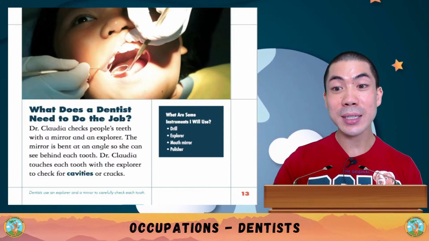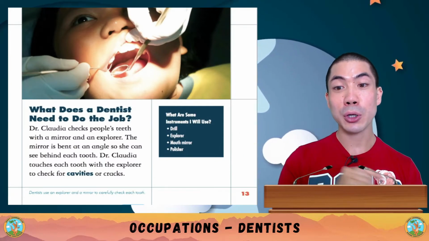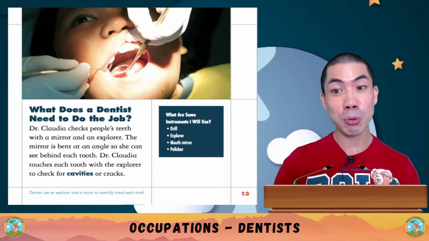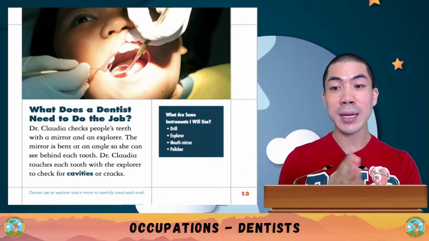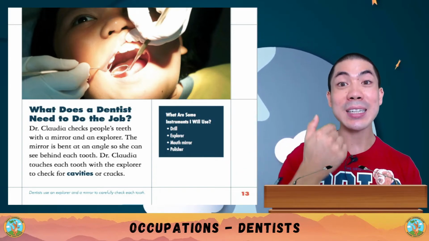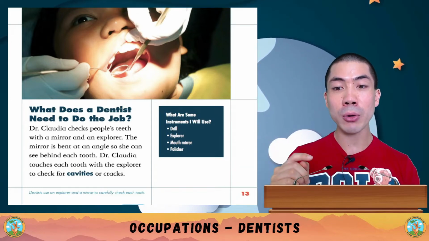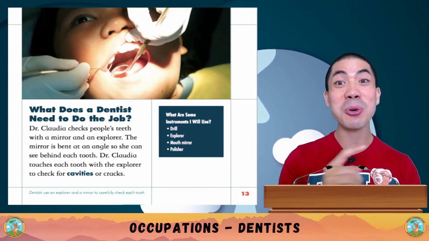What does a dentist need to do the job? Dr. Claudia checks people's teeth with a mirror and an explorer. The mirror is bent at an angle so she can see behind each tooth. Dr. Claudia touches each tooth with the explorer to check for cavities or cracks.